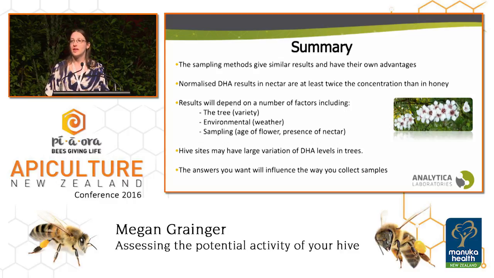We also know that the normalized DHA in the nectar is at least twice as high as what you'd see in your honey, so don't expect to get your 27,000 milligram per kg tree and then get your bees to collect off that and expect the same in your honey, so it is definitely going to be lower.